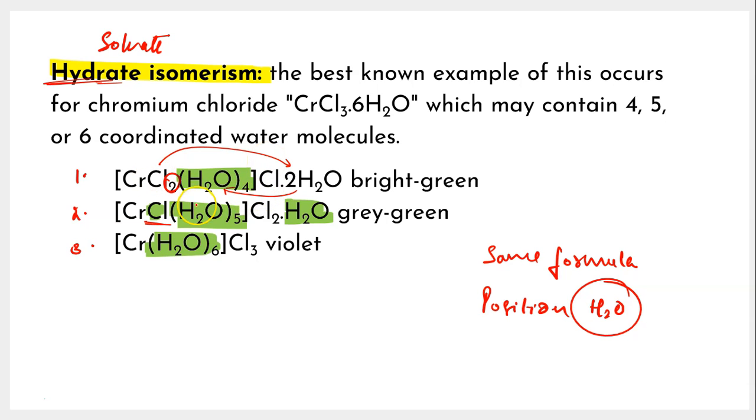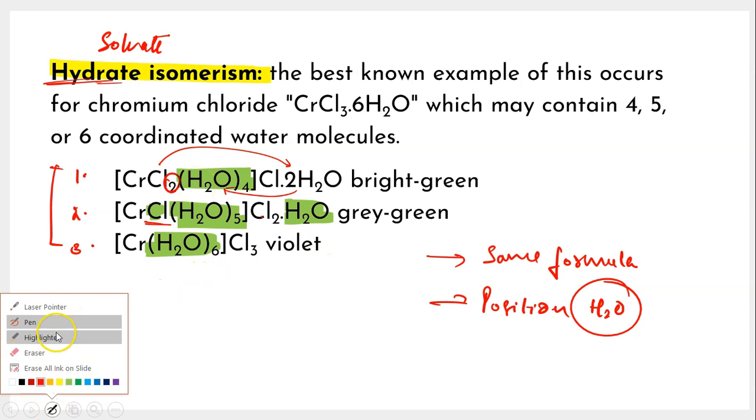And this phenomenon, where the molecular formula of the complex is the same but the position of H2O is not the same, is called hydrate isomerism, or you can also call it solvate isomerism. And these structures which differ from each other with respect to the position of H2O are called hydrate isomers or solvate isomers. But remember, this is a special type of ionization isomerism, observed only when the complex is having water.